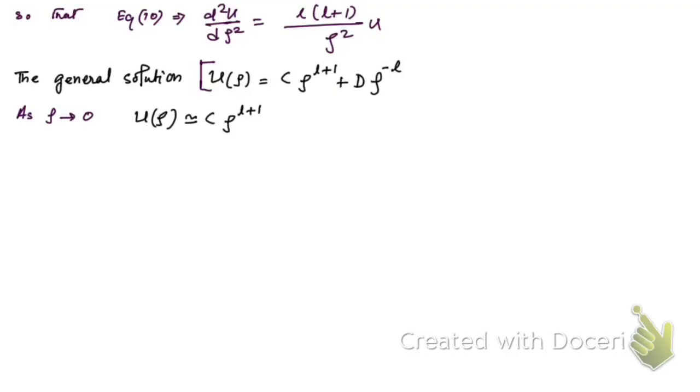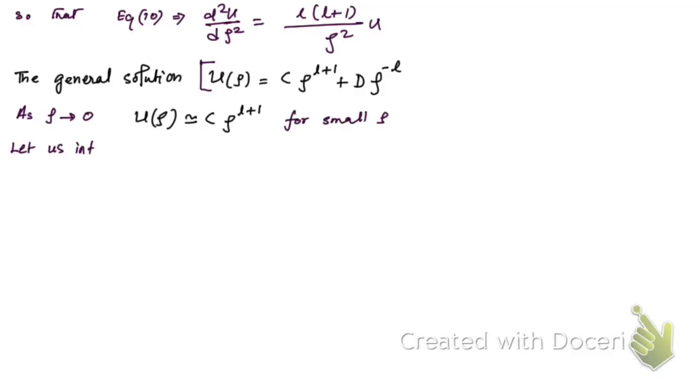Now you see, as rho tends to 0, this part is going to be very large, infinitely large, and that means the function is not defined at that point, so we're going to ignore this second term of this solution. Okay, so hope you have understood this.